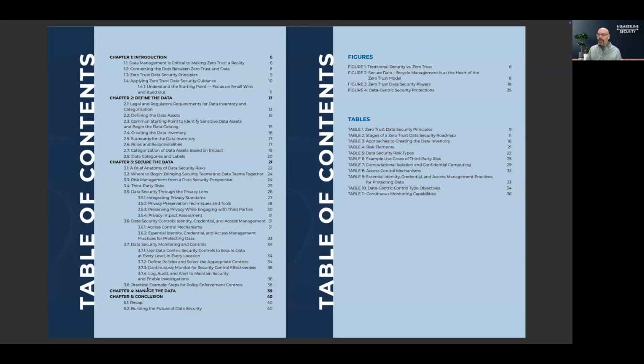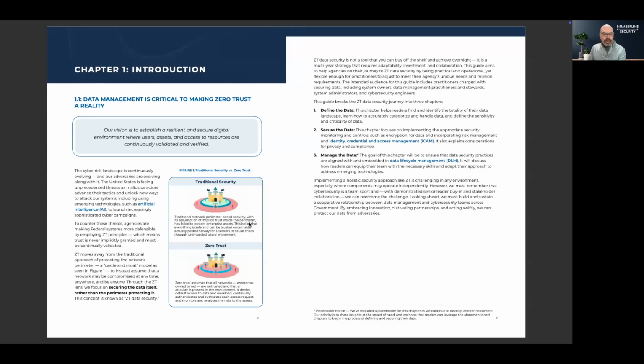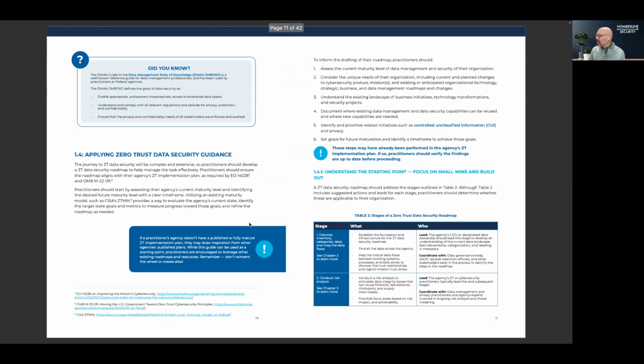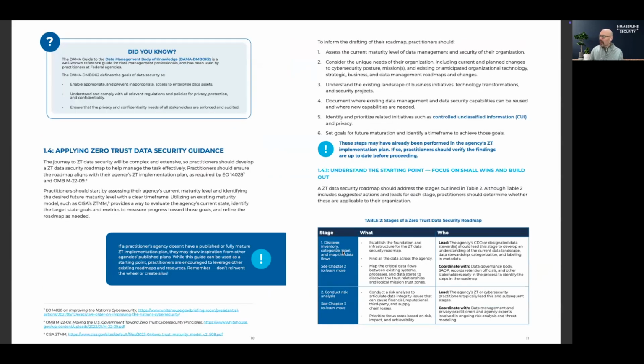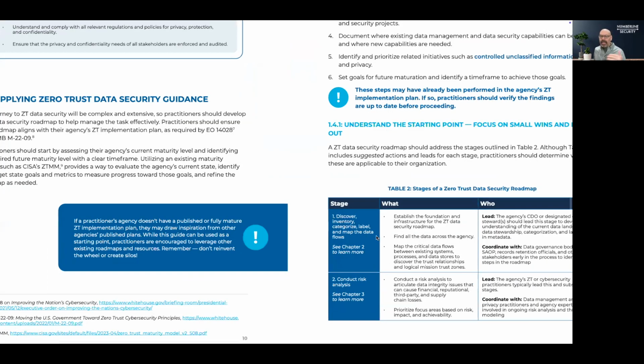So let's go through this. There's a few specific things that I want to talk through briefly here. So first of all, this stuff is the motherhood and apple pie. It talks about how important data management is to zero trust, and some definitions of zero trust. Most of us really understand all of this. What I do want to talk about is here on this page. They have the stages of a zero trust data security roadmap. But you can see, if I make this a little bit bigger, discover, inventory, categorize, and label your data, of course, but also the data flows.